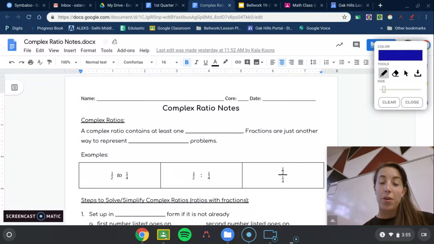Hi, so you previously watched a video on equivalent ratios. Now we're going to bump it up a level and talk to you guys about complex ratios. So let's go ahead and get started on your notes.